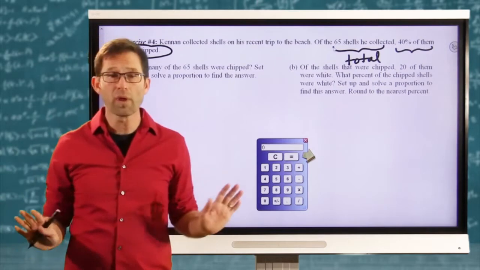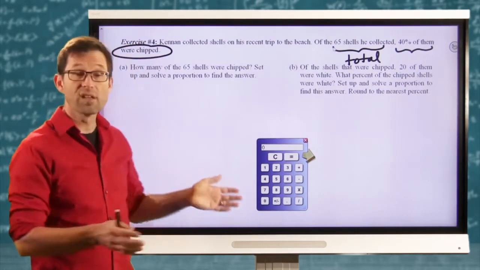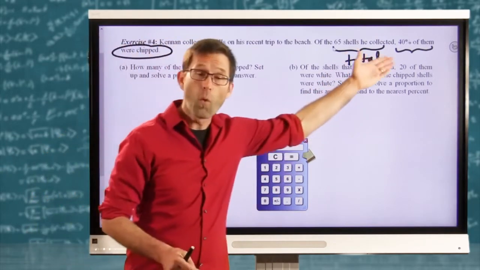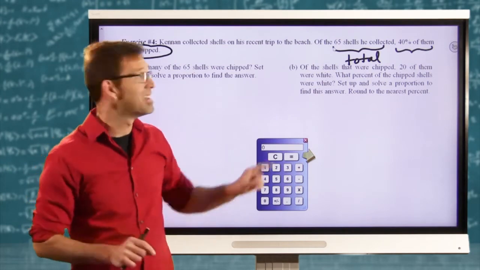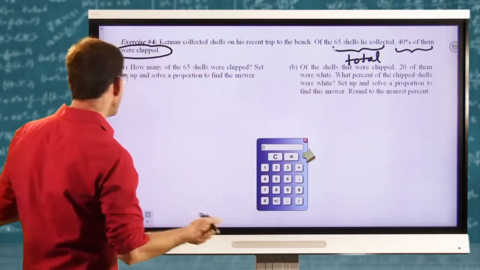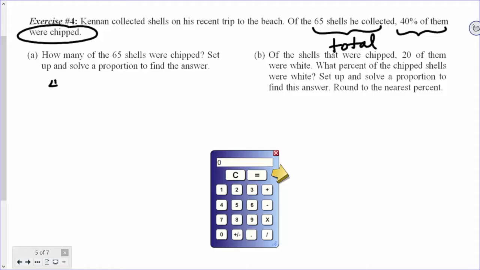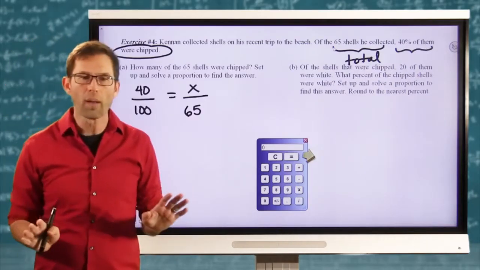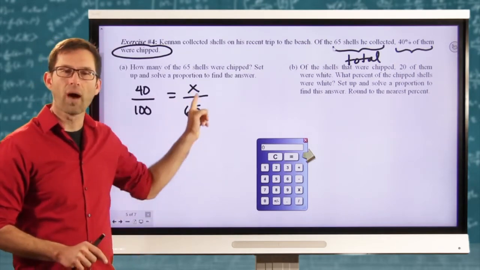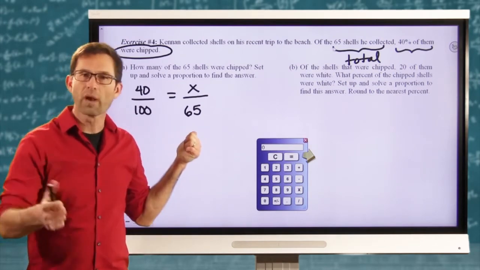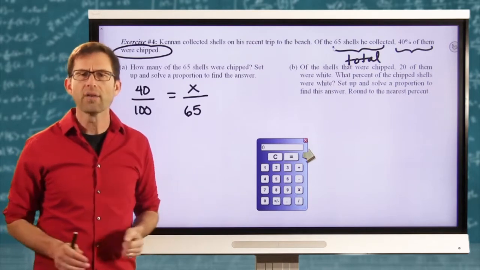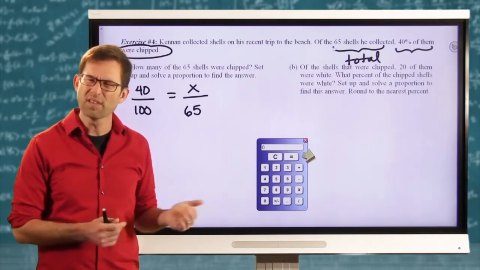And again, just making sure that we understand the basics. If Keenan had collected 100 shells, 40 of them would have been chipped. But Keenan didn't collect 100 shells. Keenan collected 65, right? So just like before, we know that 40 out of 100 should be the same as what out of 65, right? Now, unlike the other problems that we did, it's not so easy to multiply the top and the bottom of this fraction by something to turn a 65 into a 100. If that 65 is a 25, a 50, a 100, a 20, a lot of different numbers, right? Then it's not so hard to do. But this is kind of ugly.